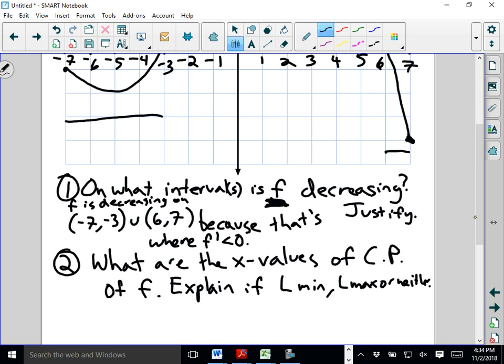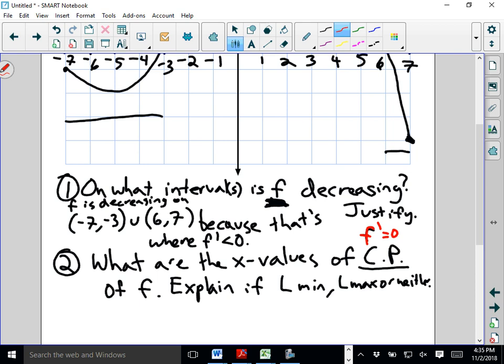Okay? So let's look at question 2. Question 2 says, what are the x values of critical points of f? And then I want to explain if they are local min, local max, or neither. So I need to think back to the definition of critical point. I'm going to switch colors here just so this stands out a little bit. Critical points of f, I know by definition, is when f prime equals 0 or undefined.